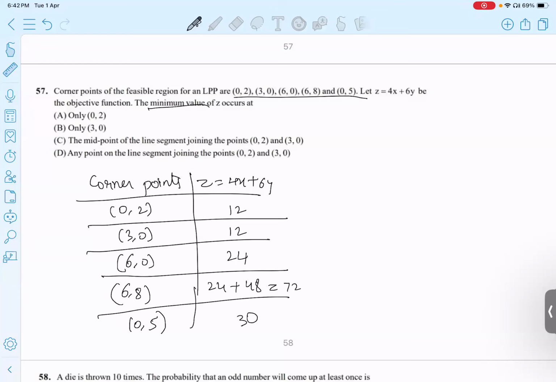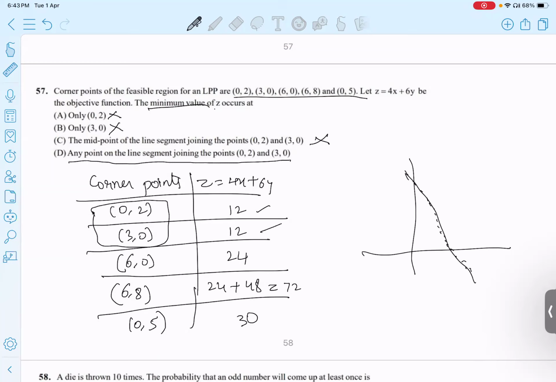So we have to go for the minimum value. These two are the minimum values. So these two are the points we have got. Now let's go for the options. Only 0 comma 2? No, we have 3 comma 0 as well. Only 3 comma 0? No, that is not an option. The midpoint of a line segment joining the point 0 comma 2? No. Always remember, students, in LPP, if we get 2 minimum values or 2 maximum values, there will be a number of points lying on that line. So any point on the line segment joining 0 comma 2 and 3 comma 0 is the required answer. So option D is the right answer, students.